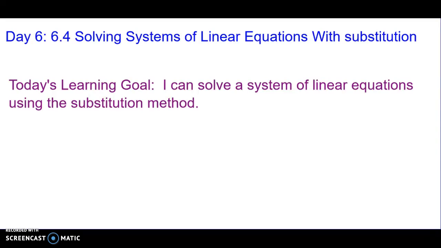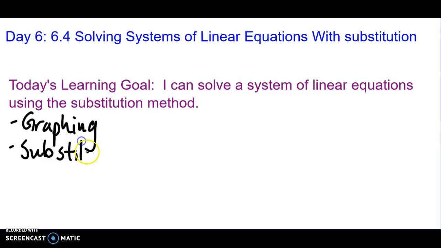Okay, so today we're going to do day 6, 6.4, solving systems of linear equations with substitution. Today's learning goal is I can solve a system of linear equations using the substitution method. So remember, we've taken care of one method, which has been graphing. We did that the other day. The second one that we're going to look at is substitution, which is today's lesson.